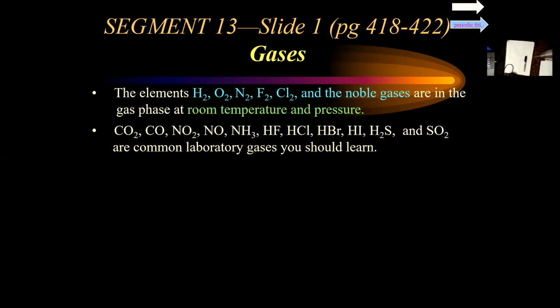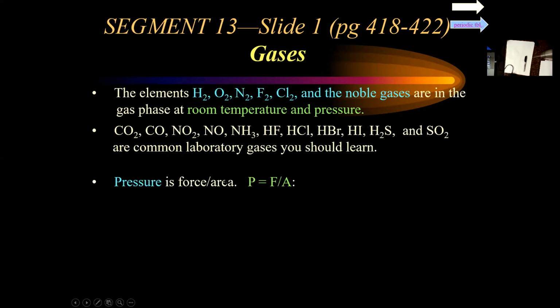Nitrogen dioxide, nitrogen monoxide, ammonia. You're more familiar with ammonia in aqueous solution in labs, but ammonia itself at room temperature is a gas, and HF, HCl. HCl, aqueous solution, is our hydrochloric acid, but it is a gas at room temperature. HBr, HI, H2S, SO2. These are some common laboratory gases that you could make in the lab easily.